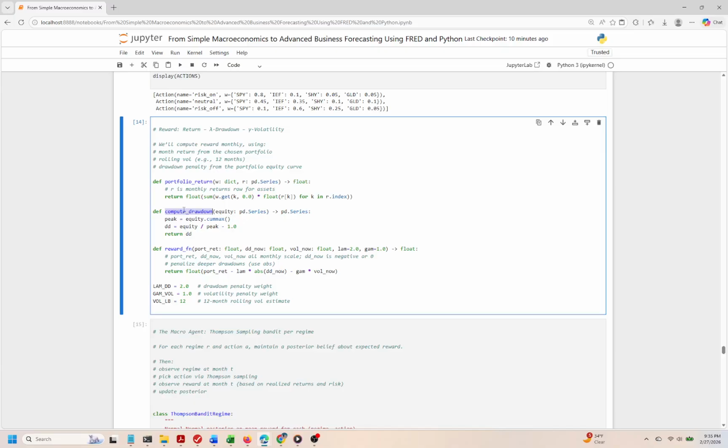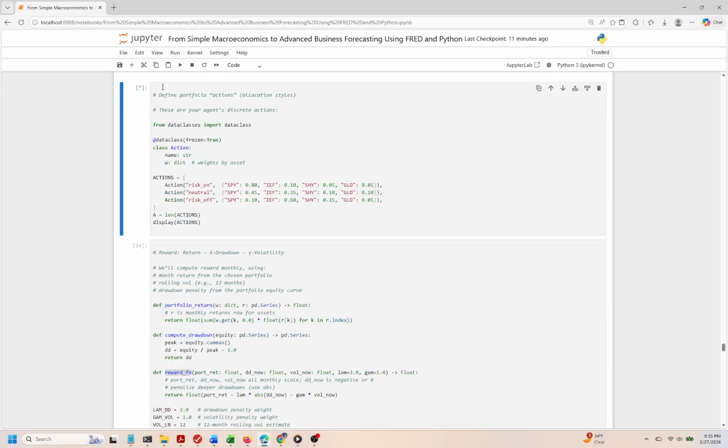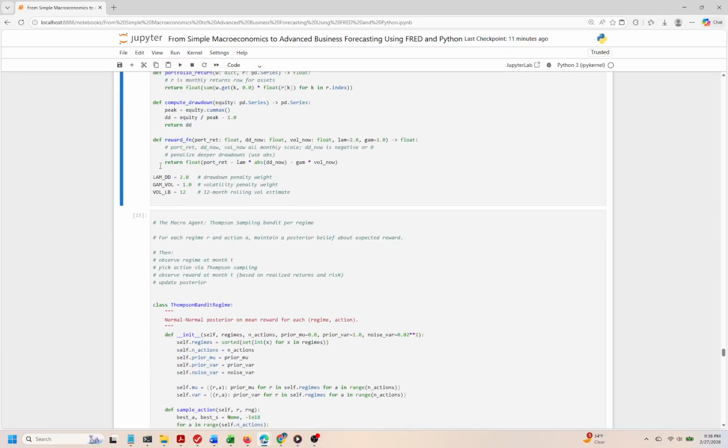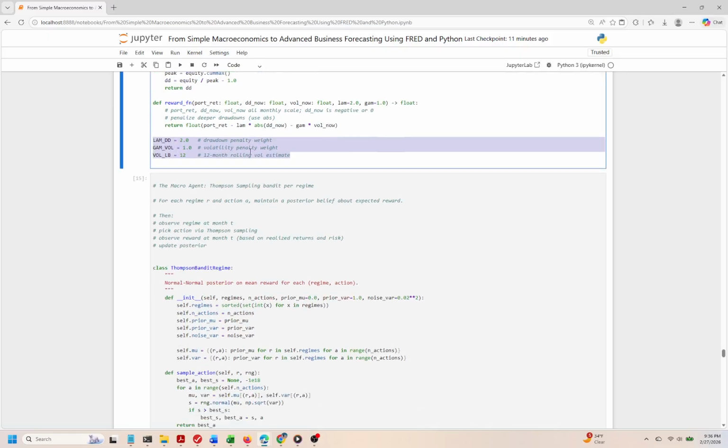The reward function itself then takes into account monthly returns, drawdown, and volatility, with specific weights assigned to each of these components. The deeper the drawdown, the larger the penalty, as we use its absolute value to reflect the seriousness of losses. Similarly, volatility contributes to the overall reward calculation, helping us gauge the risk involved in pursuing higher returns. We've also defined the weights for the penalties associated with drawdown and volatility to provide flexibility in experimentation. For example, you might adjust these parameters based on specific risk tolerances or investment goals.